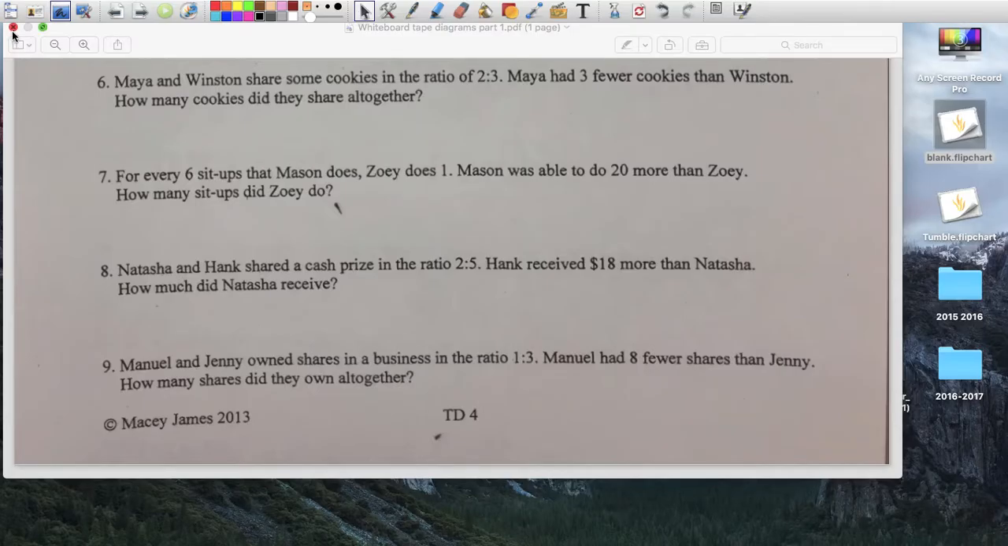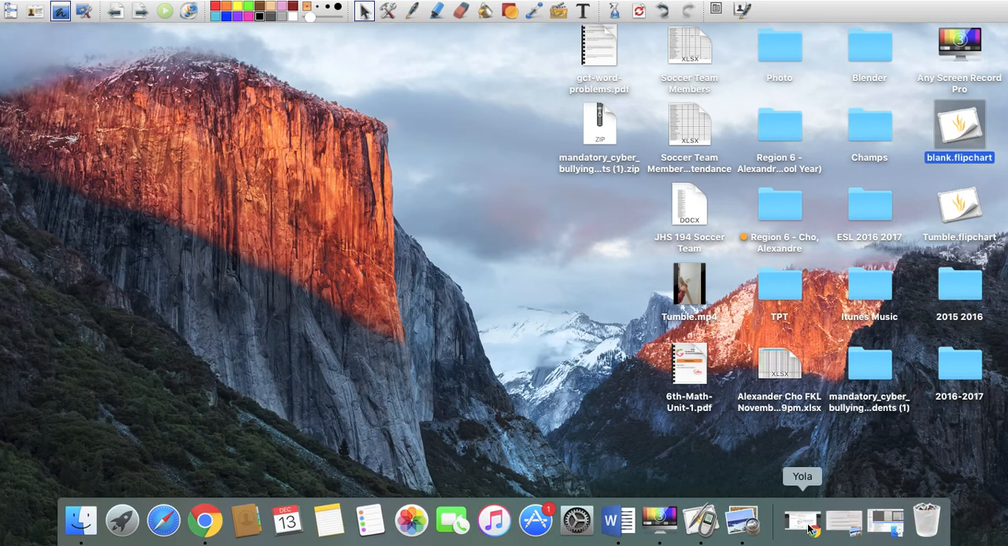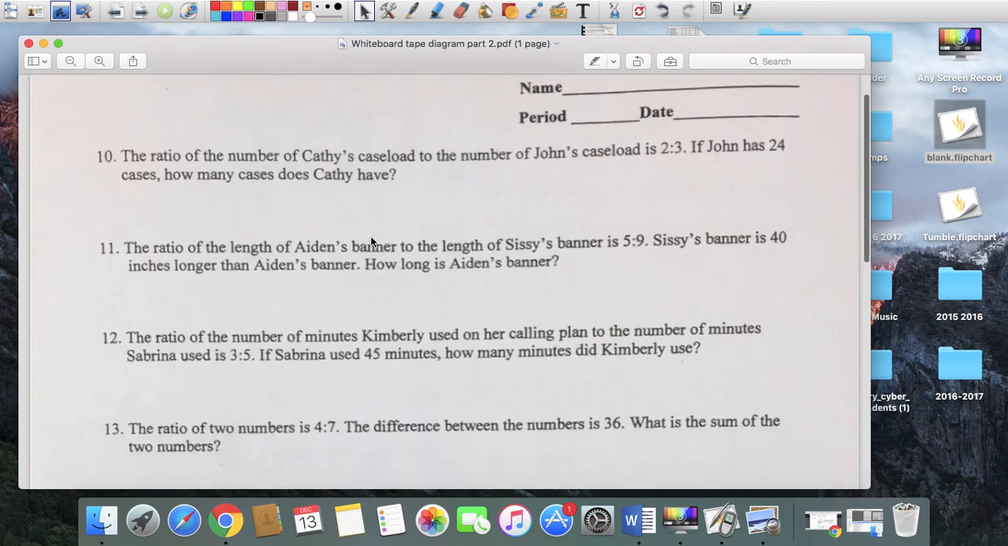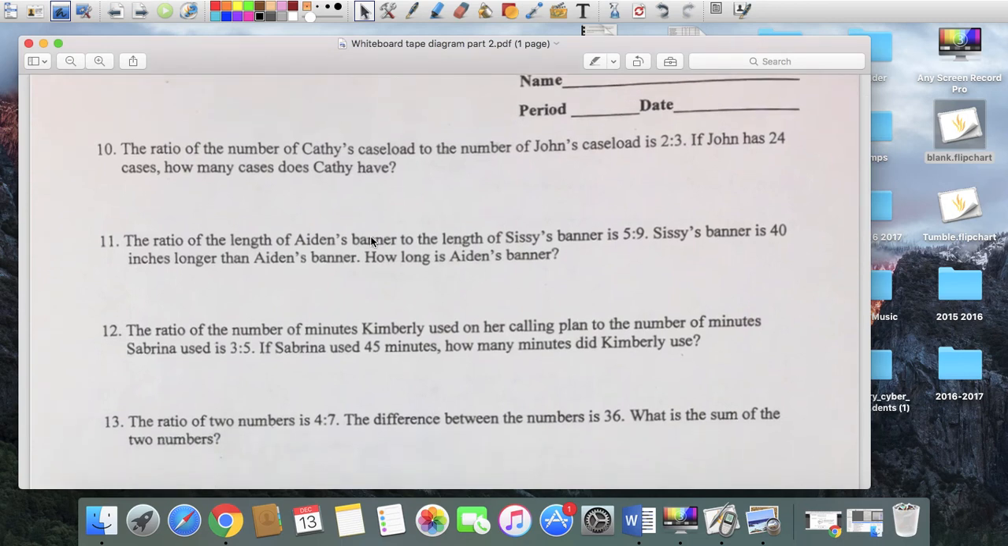Let's move on, turn the page over. Enough time? Yeah, I do have time.